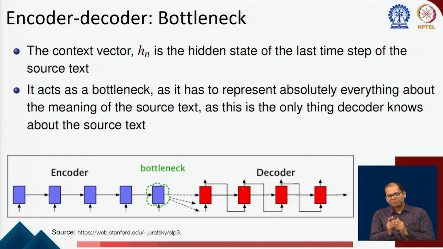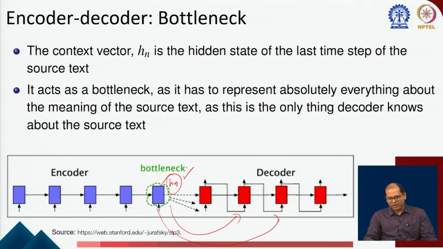So, we talked about feeding this information at every point, but there is still a bottleneck. What is that? That is the context vector of the last time step of the source text. Even if you make a direct connection, it has to represent everything about the input, even if it is very long. You may think about summarization, where you have a long document and you summarize it into a short text. This is a fixed dimension vector. How will it actually represent everything about the input?